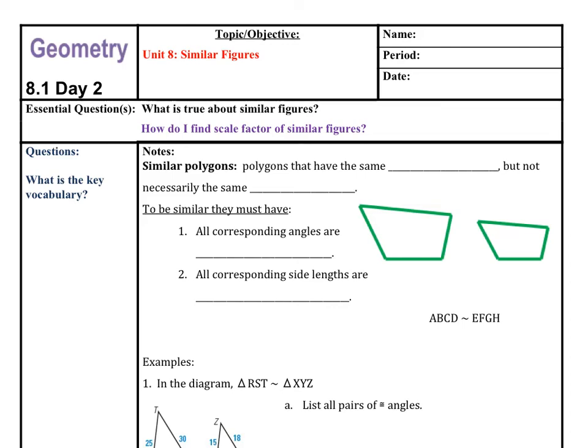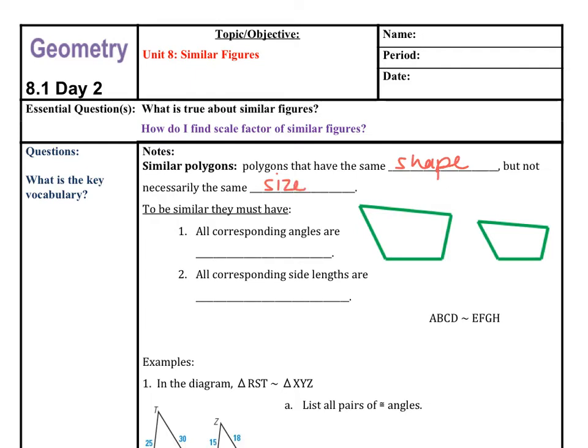Alright, geometry. So today we're talking about similar figures. Before break we talked about ratios and proportions, but today we're going to actually start talking about similarity. Similar polygons are polygons that have the same shape, but not necessarily the same size.